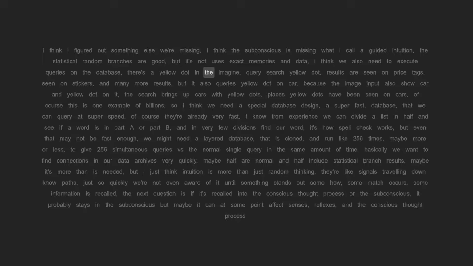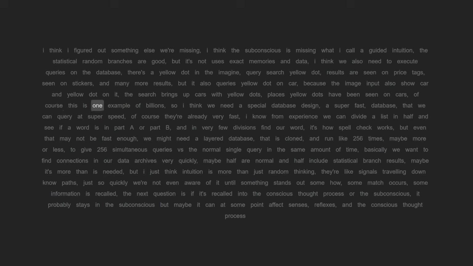There's a yellow dot in the image. Query search: yellow dot. Results are seen on price tags, seen on stickers, and many more results, but it also queries yellow dot on car, because the image input also shows a car with a yellow dot on it. The search brings up cars with yellow dots, places yellow dots have been seen on cars.